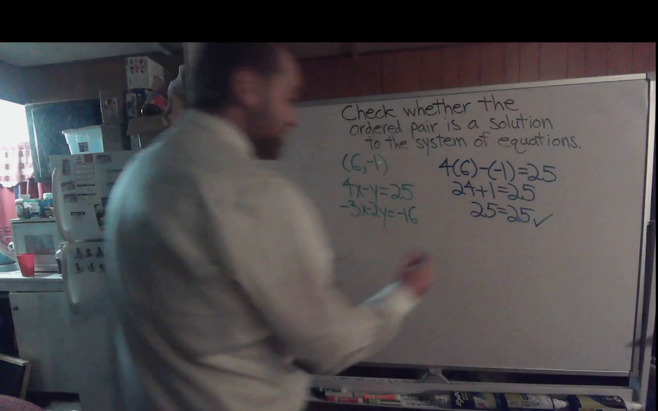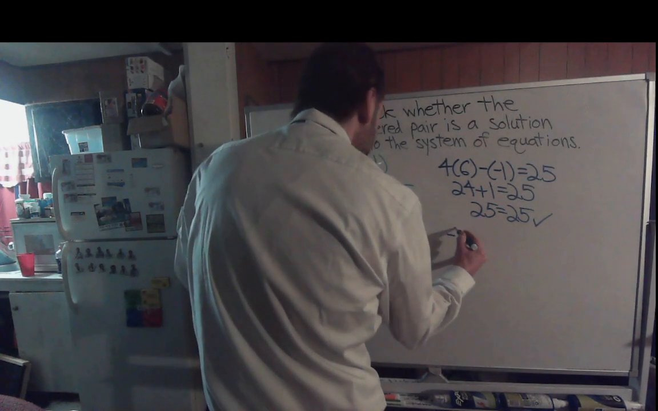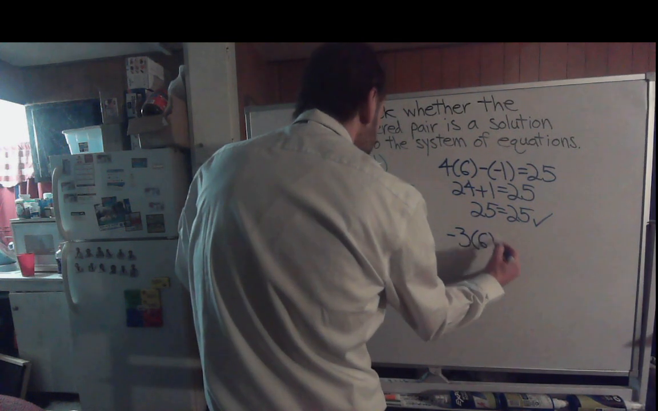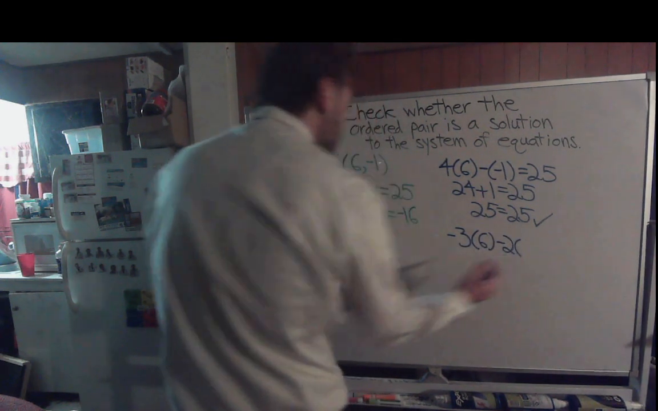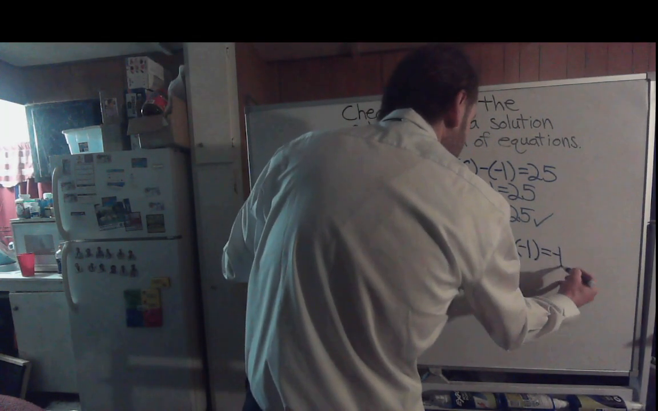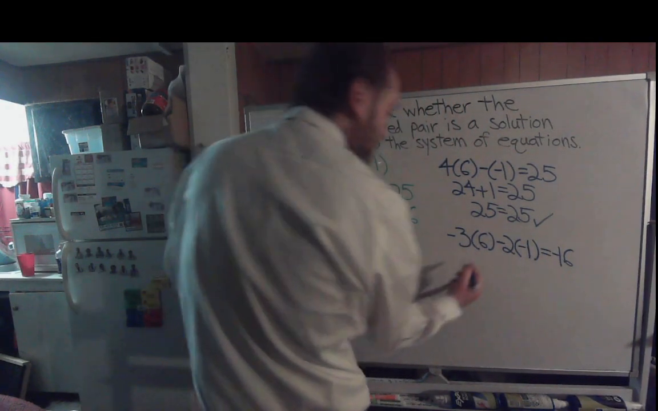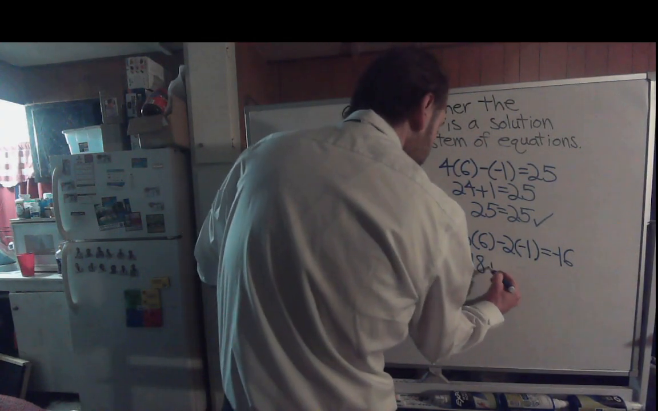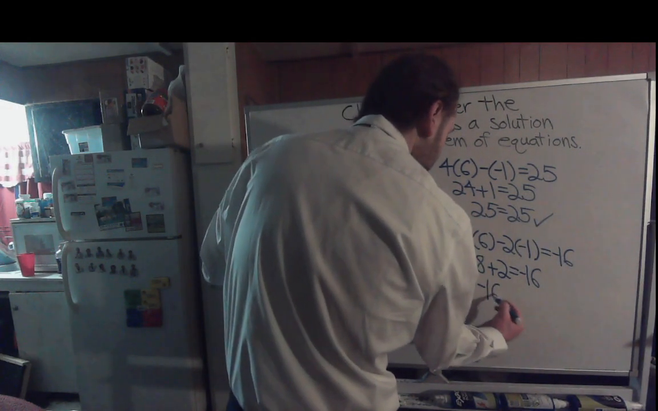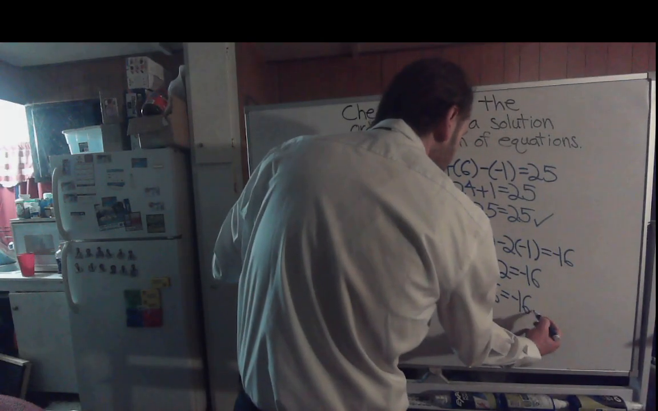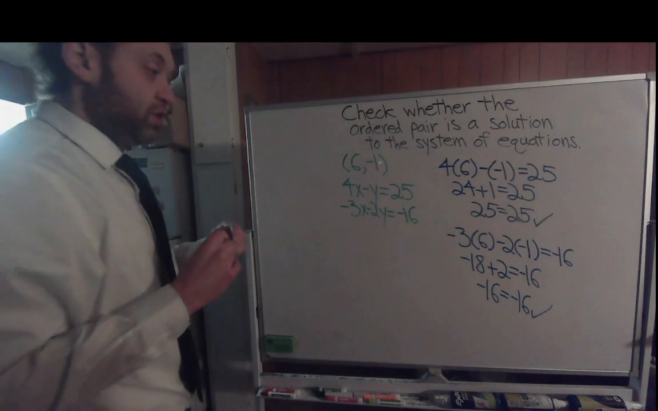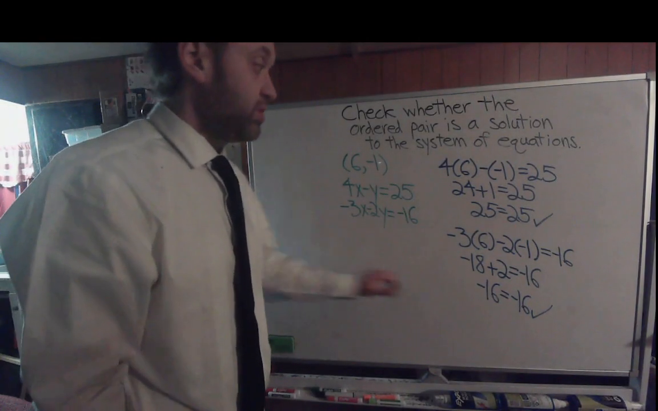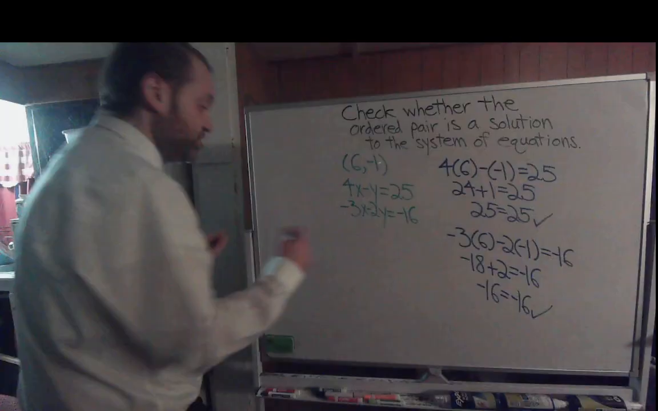Is it a solution to the other line? Take -3 times your x value of 6 minus 2 times your y value of -1. Set that equal to -16. -3 times 6 is -18. -2 times -1 is +2. Set that equal to -16. And then -16 equals -16. So yes, it's a solution to both lines. So yes, this is a solution.